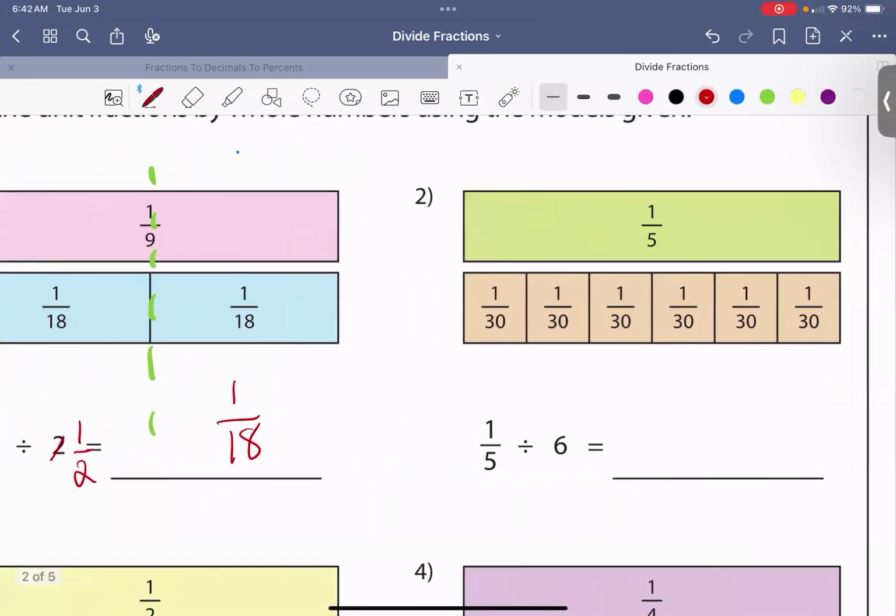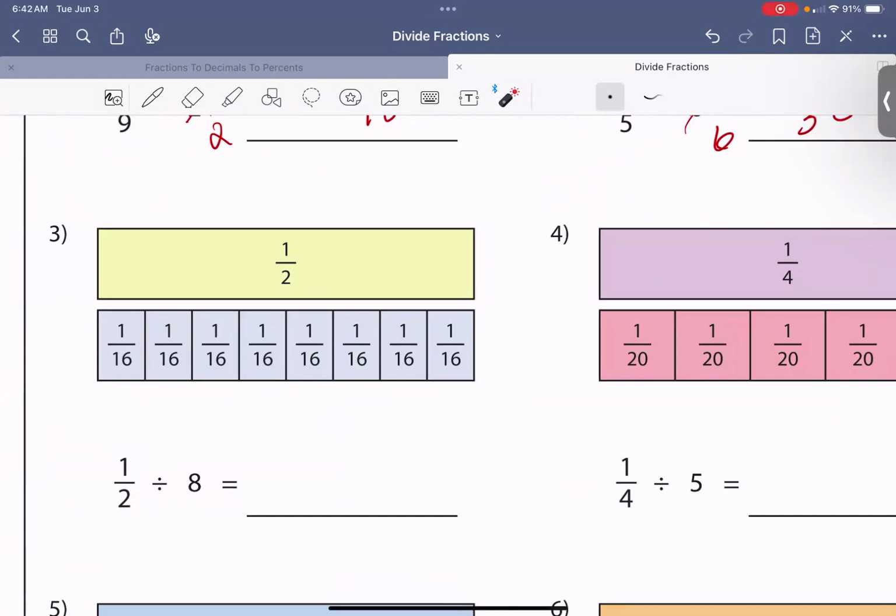Let's look at the next one. 1/5 divided by 6. We take the reciprocal of 6. We get 1/6. That's equal to 1/30. So all of the fifths were cut into 6 pieces. So when we cut them into 6 pieces, we have 6 pieces and we have 5 of them. 5 of those 6 pieces, and 6 times 5 is 30.